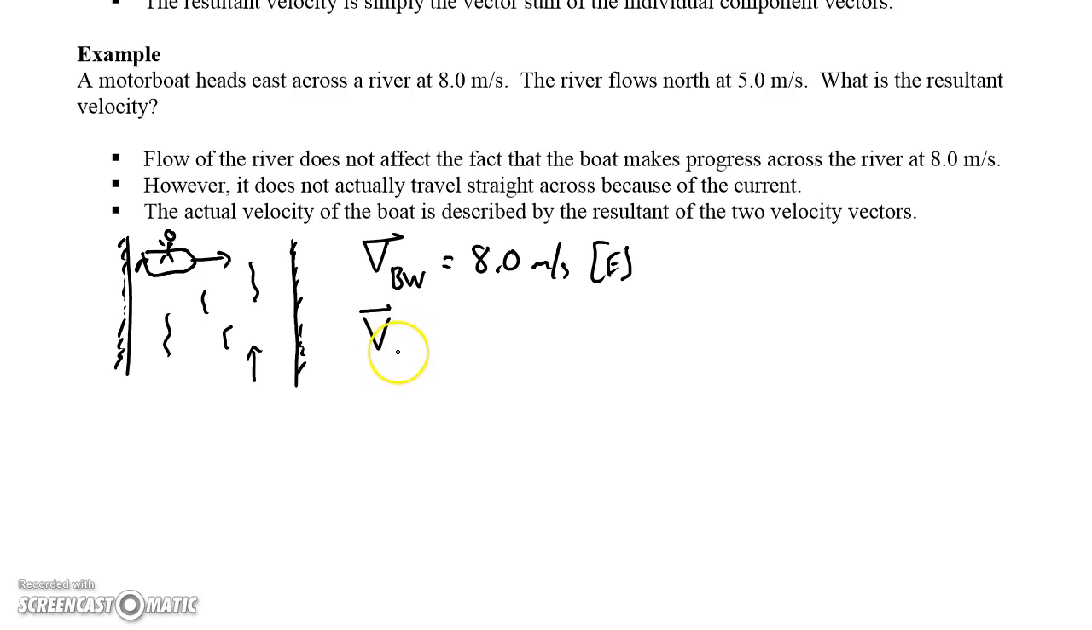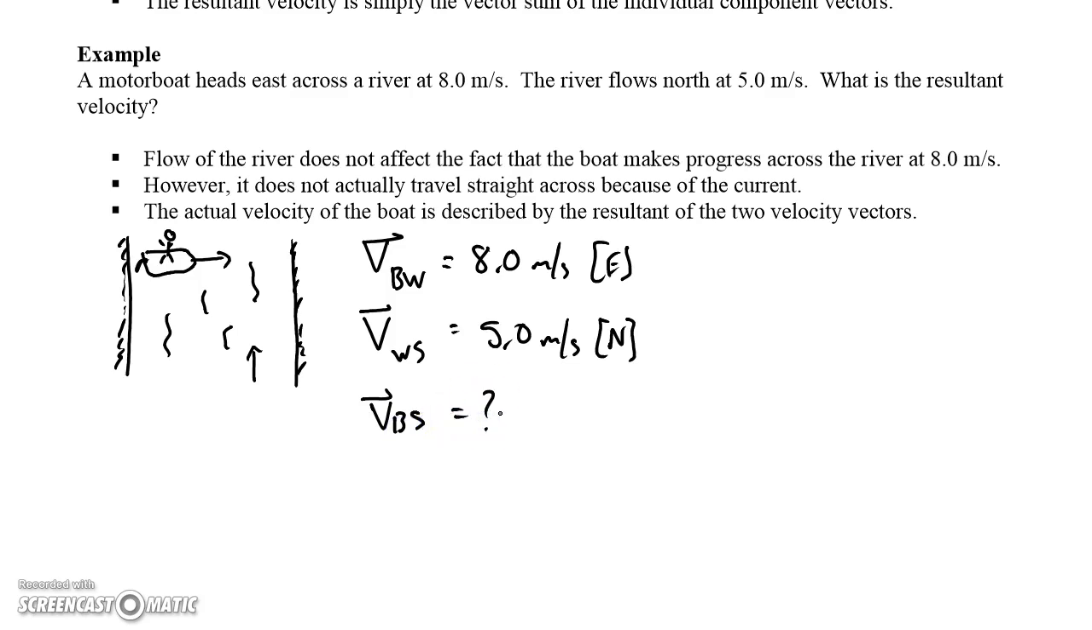What's the other thing we know? We know the river flowing, so that would be the water, and water flowing is being compared to the shoreline, so water compared to the shore, which is equal to 5.0 meters per second north. And what are we looking for? We're looking for the resultant velocity. So imagine you were somewhere else watching this person drive the boat. What is the velocity you would see them be traveling at? You would be a reference point that is the same as the shore. So we are looking for the speed of the boat relative to the shore.